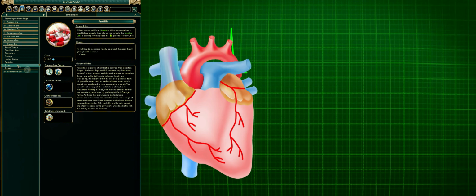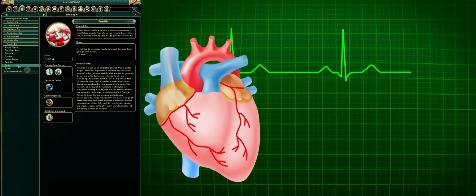Civilopedia. Penicillin is a group of antibiotics derived from a certain fungus. Antibiotics fight and kill bacteria, tiny life forms, some of which cause plague, syphilis, and leprosy, to name but three, that are quite detrimental to human health and well-being.